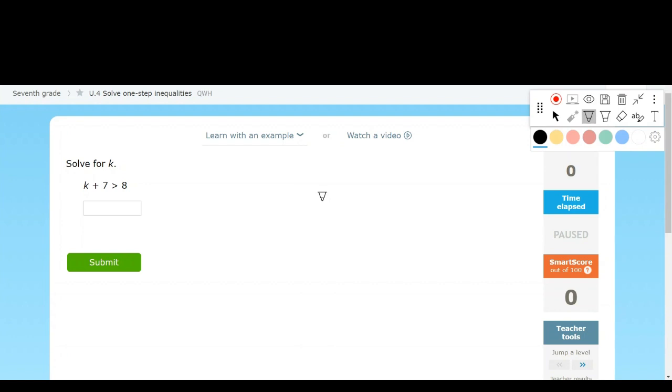Now, you might ask, how do I solve an inequality? Well, it's the same step as solving an equation, except instead of an equal sign, it is replaced with one of the four symbols I mentioned earlier.